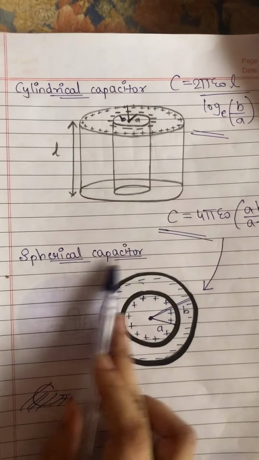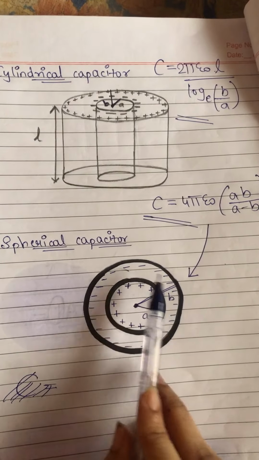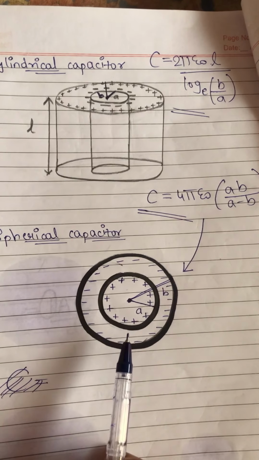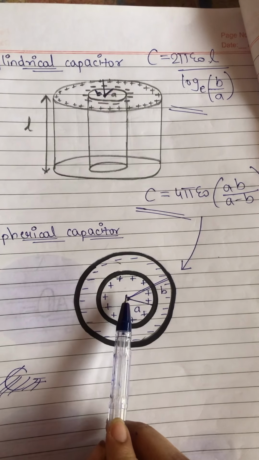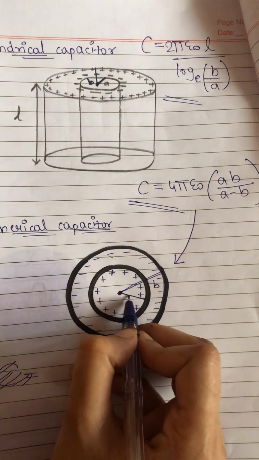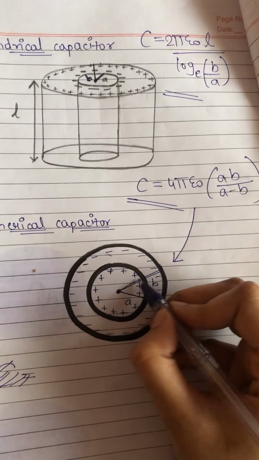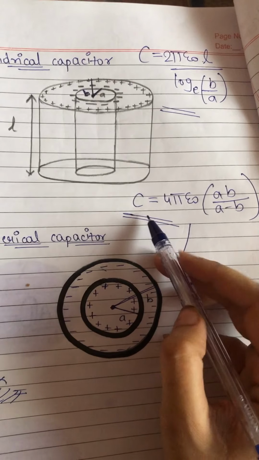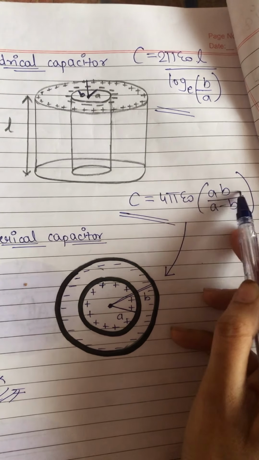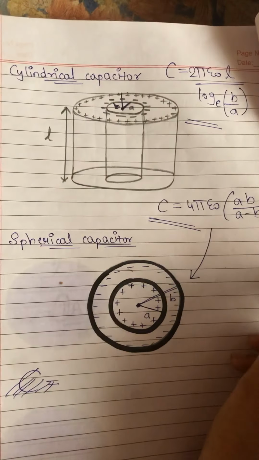And for spherical capacitor, we have concentric spheres, means the center of the sphere is same. Here inner sphere has radius a, outer sphere has radius b, then the formula for capacitance is given by 4 pi epsilon naught ab upon b minus a.